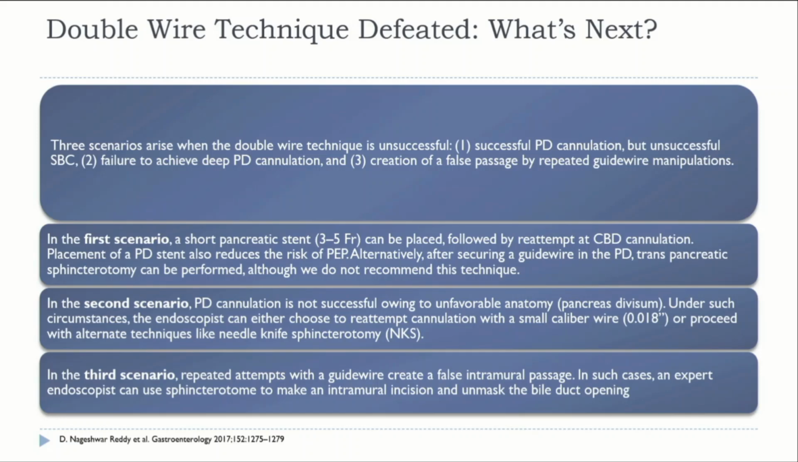And in the third scenario, repeated attempts have failed, and you have done intramural passage. So essentially, instead of cannulating selectively the ducts, you have gone through the tissue in between the mucosa or in between the muscles. So this is the most difficult scenario. And essentially, you need to refer the patient to an expert center or wait.